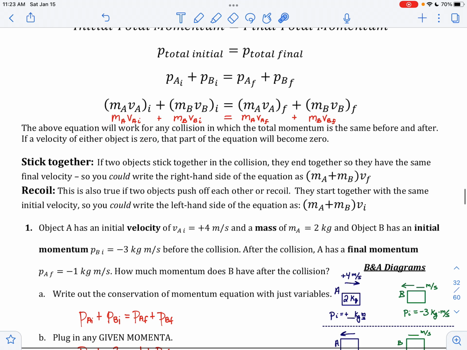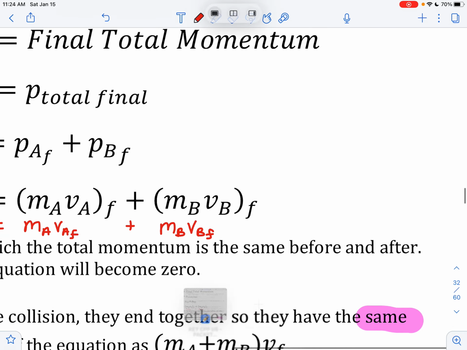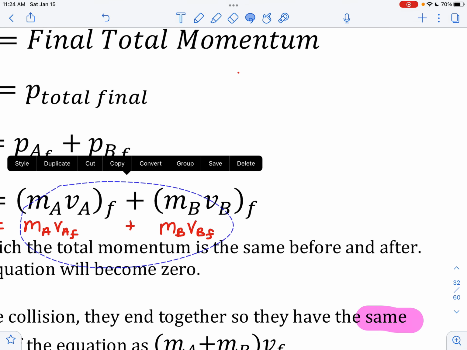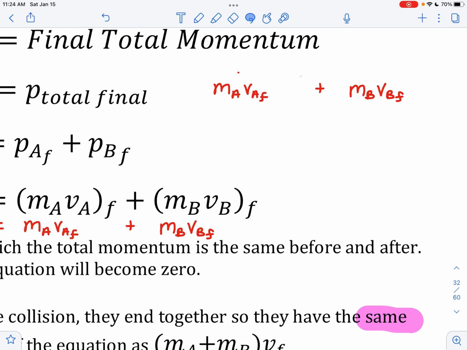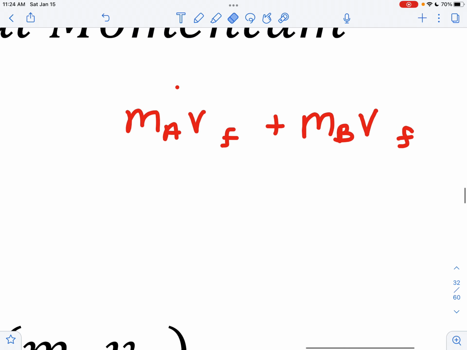Another thing that we need to realize, and this is a shortcut, you don't have to do it this way, is if we have 2 objects that stick together in a collision, they have the same final velocity. So if they stick together, that means they have the same final velocity. Or maybe they're stuck together at the beginning. And the way you can write that mathematically is, instead of writing this as 2 different terms, let me show you up here. So let's duplicate this. So if we write this up here, and if they have the same final velocity, then the velocity variables are exactly the same. It's just V final and V final.